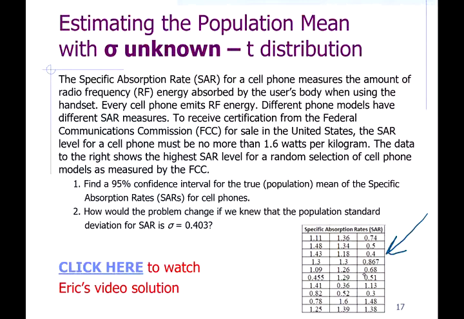So what I want to do is construct a 95% confidence interval, or estimate with 95% confidence the mean specific absorption rate, or the mean SAR for all cell phones. And so for number one, we don't know the population standard deviation. And then for number two, repeat the problem. And how would that interval change if we knew the standard deviation for all cell phones, not just the 30 in this sample, but for all cell phones, was 0.403. And I go through this solution in detail using Excel on a separate video.